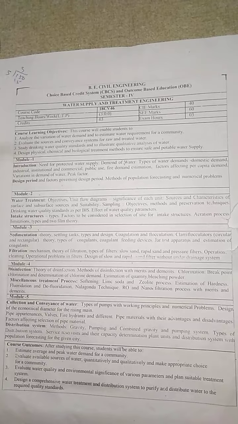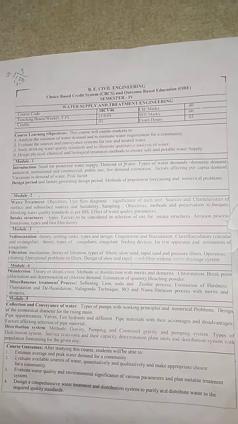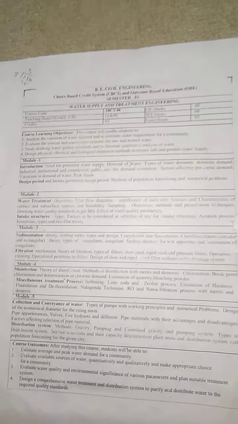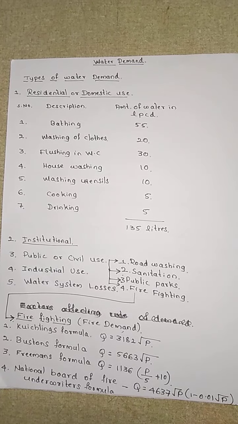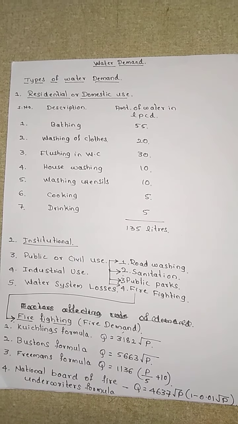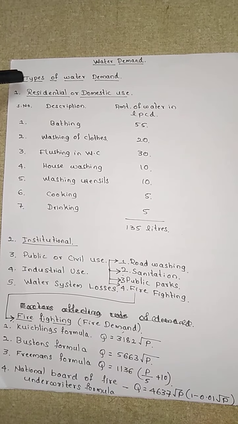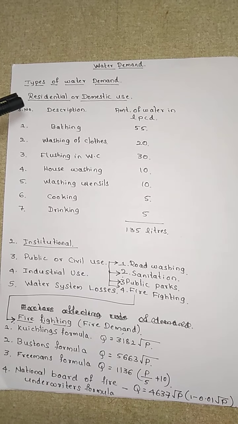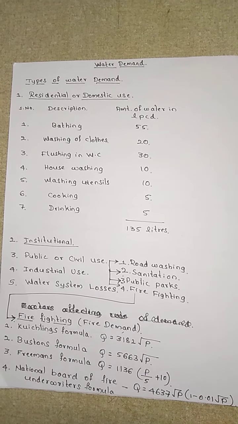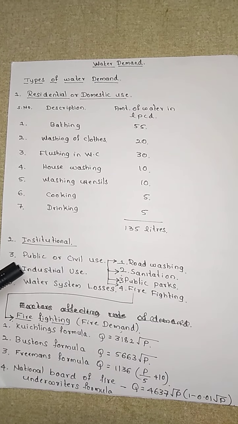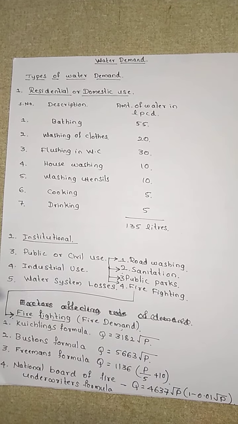Now first we will be seeing the need or demand of water. In today's class we will see what water demand is. In that we will cover the types of water demand, that is, there are 5 types. First is residential or domestic use, then institutional, then public or civil use. In that we are going to have 4 types under it.